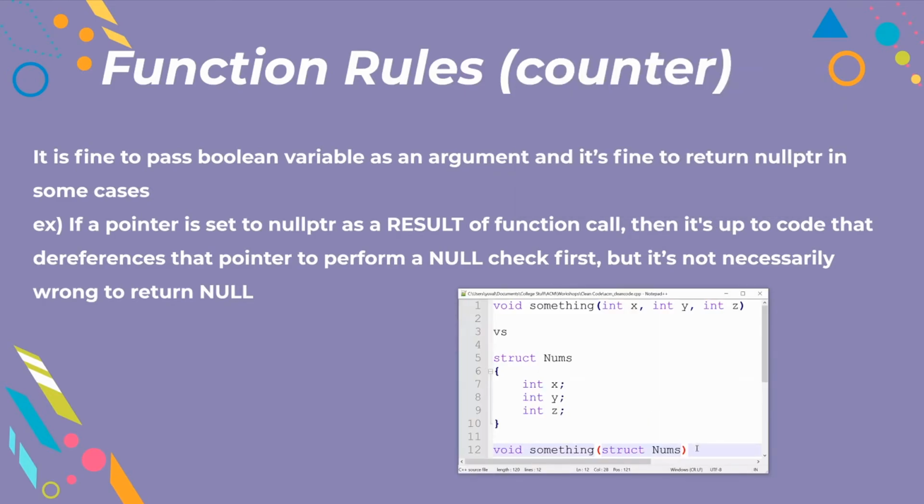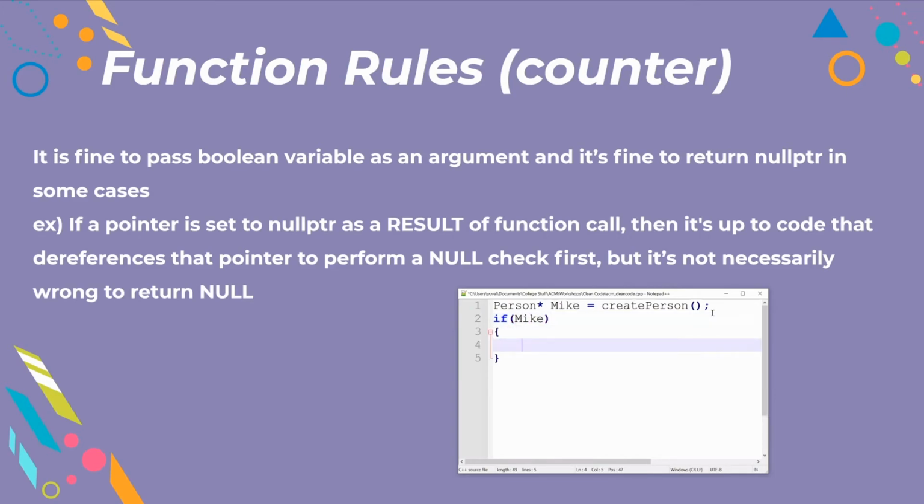Even though typically you don't want to return null, sometimes you might have something like, let's say you have a class called person. If you haven't seen this before, don't worry about it too much. Let's say this function can return null if some condition isn't valid, then it would be up to the rest of the code to null check and make sure that this isn't null.